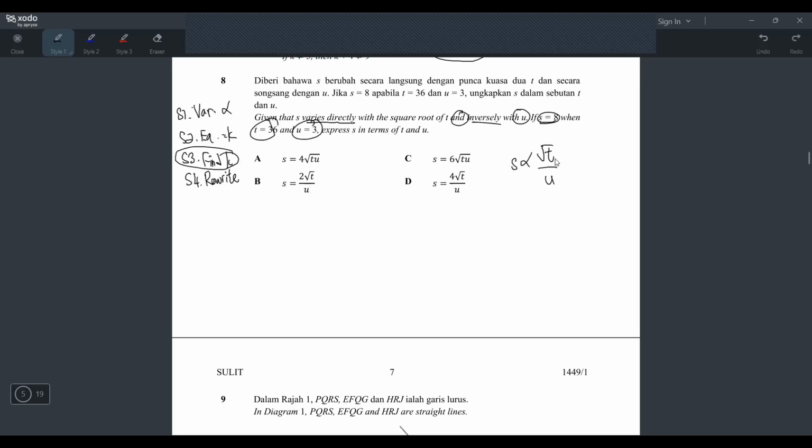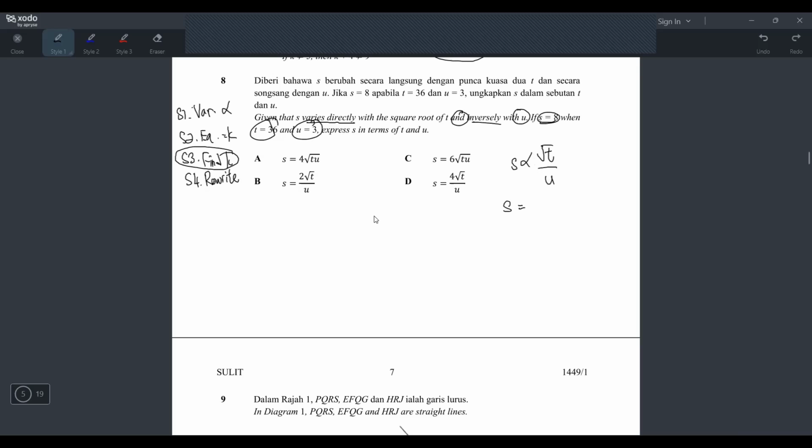They give you the S, T, U, all the complete information is for you to find the K. Okay, but now you have to do step 2 first. Change this to equation. So symbol ni boleh tukar jadi equal, tapi kena tambah K. And the K will darab square root T over U. And what is K darab square root T over U?